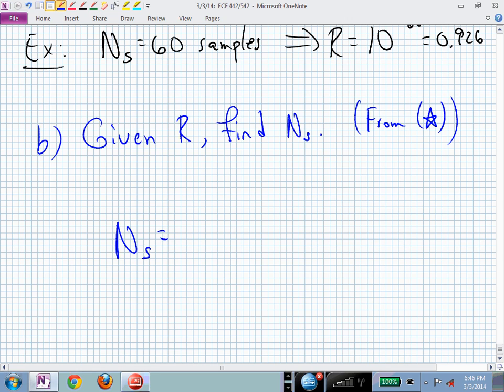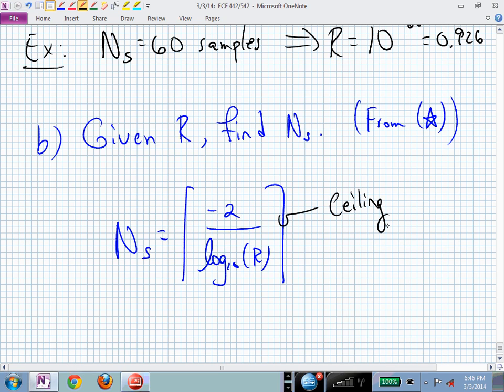N sub s is now minus 2 over log base 10 of R. And now you could say, okay, do a ceiling function. I don't know if that's even the right symbol, but what I'm trying to say is take the argument and go to the smallest integer above that, and that's what capital N sub s is. So capital N sub s is the smallest integer exceeding the argument.